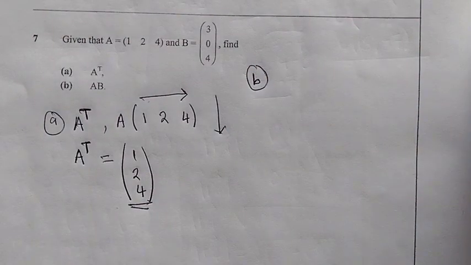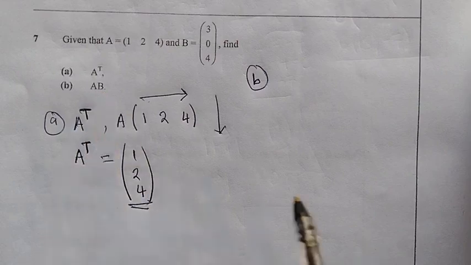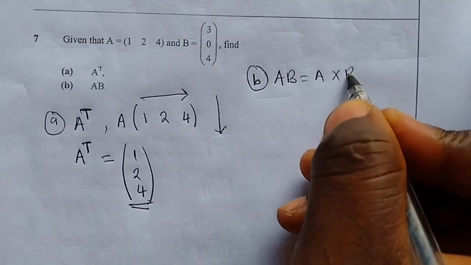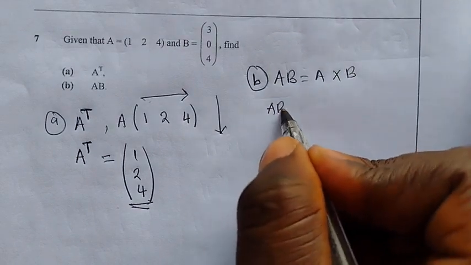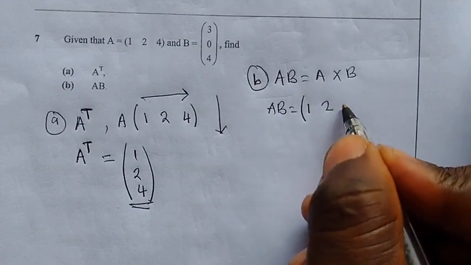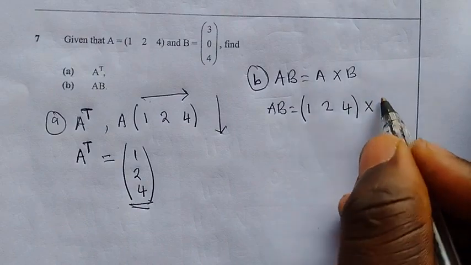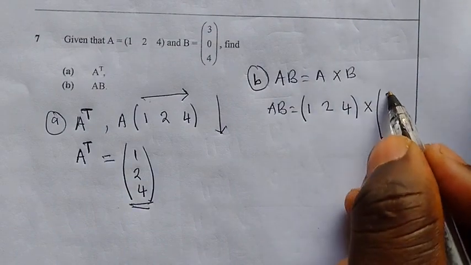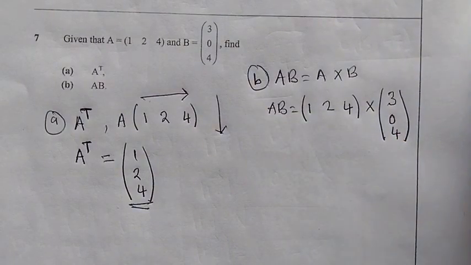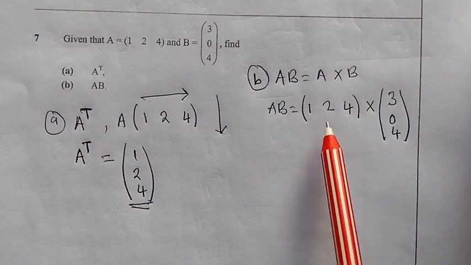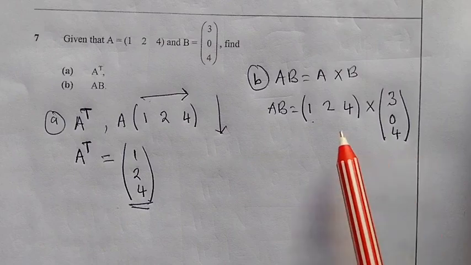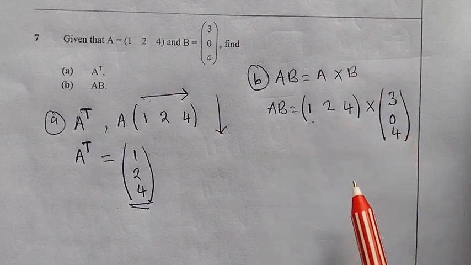So let us now answer question B right here. Under question B, they have told you to find AB. So AB means A times B. AB is equal to the matrix for A, which is 1, 2, and 4, times the matrix for B, which is 3, 0, 4. Before we multiply, let's take note of the order. Matrix A is the row matrix, then matrix B is a column matrix. So one row, one column. So we're going to have a 1 by 1.